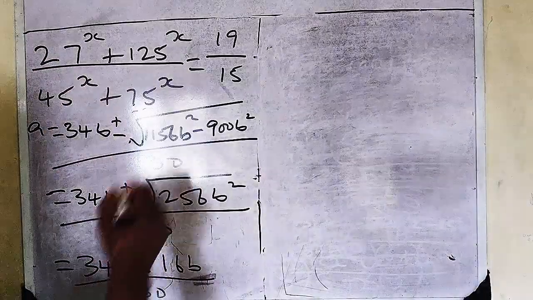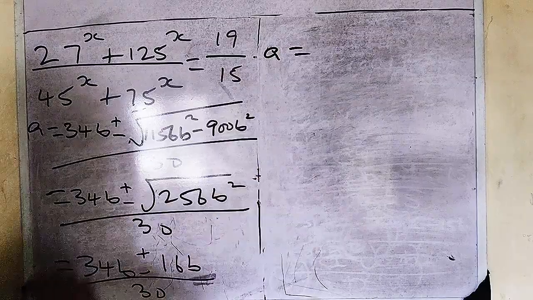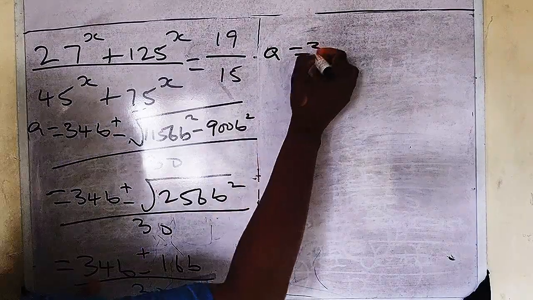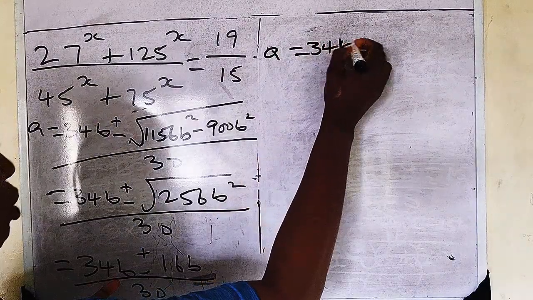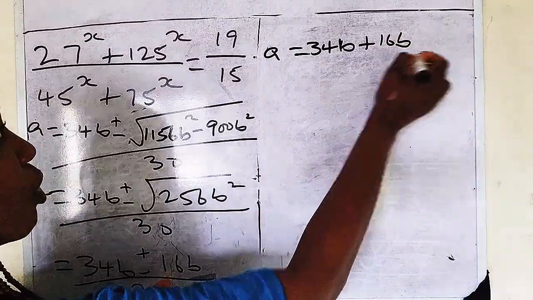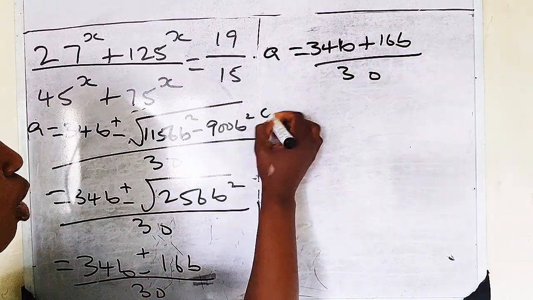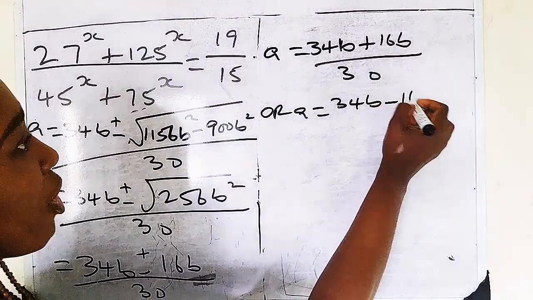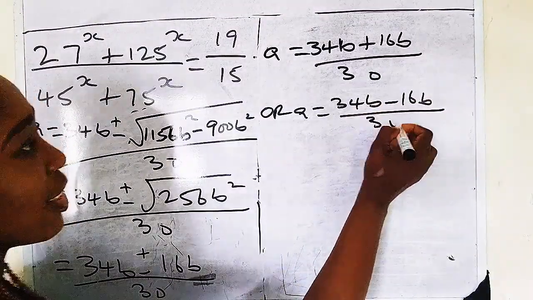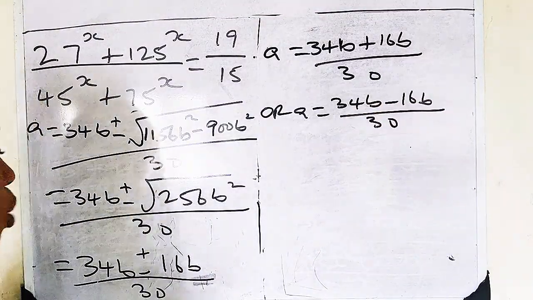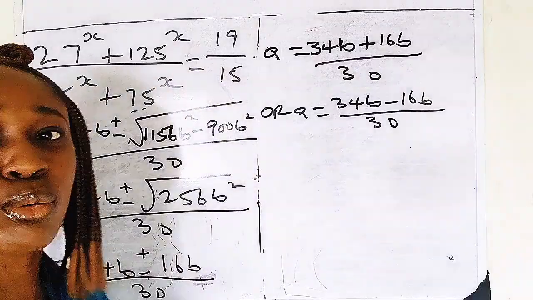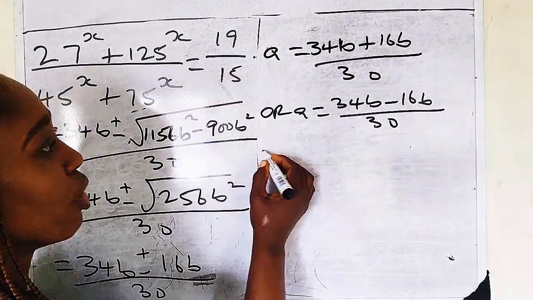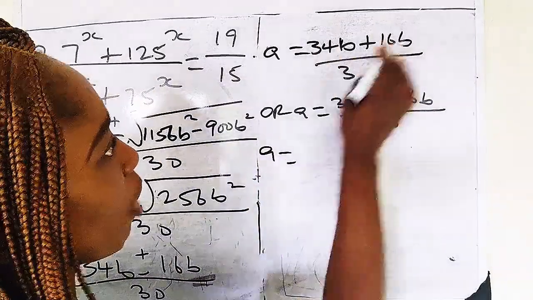So we have that our A will either be equal to 34B plus 16B over 30, or A will be 34B minus 16B over 30. Because you know that our quadratic equation always gives us two answers. So A will be equal to 34 plus 16.